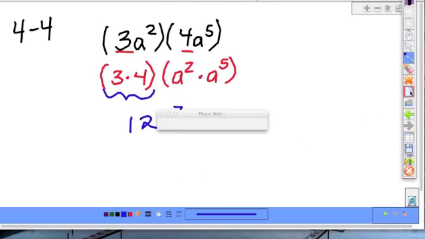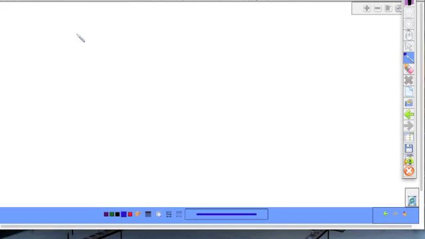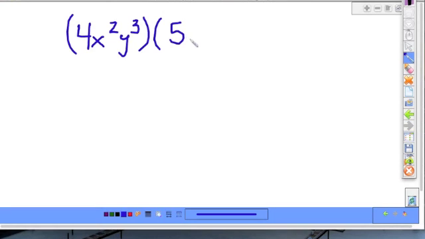All right, let's try one that's a little bit more complicated. So we have 4x squared y cubed all being multiplied by 5xy to the 5th. First thing I'm going to do is combine similar terms. So let's do our numbers first. We have 4 and 5. So I'm going to do 4 times 5.